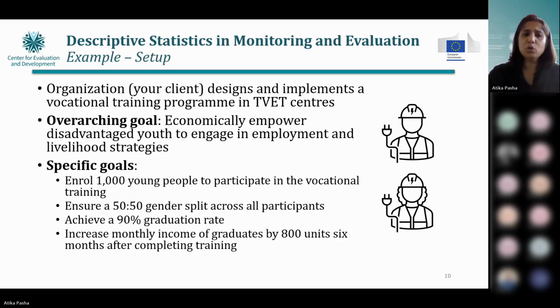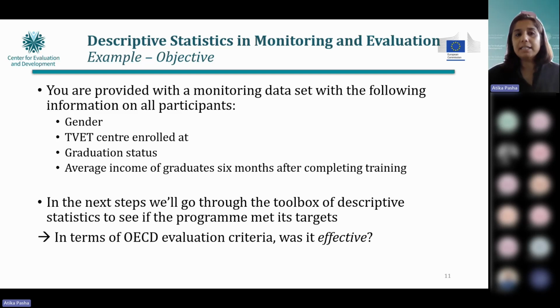To be able to reach these specific goals, the question now is, and I hope some of you have already started thinking about it, what information do we need? What data do we need to capture this? And some of this is, of course, evident. You need the gender of the participant. You need to understand how many enrolled, how many graduated, and then eventually you need monthly income. And this is indeed provided to you.